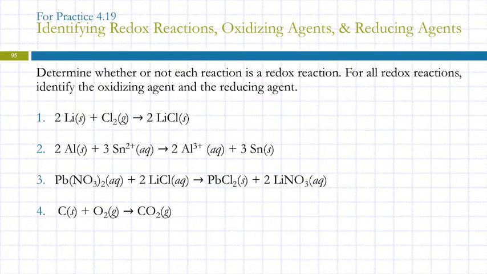Let's do this one in terms of ions. What's the charge on a lithium ion? +1. And on a chloride ion? -1. So here the lithium went from neutral to a positive charge. If we're looking at oxidation states, it went from 0 to +1. Or thinking about electrons, lithium lost an electron to become lithium plus.